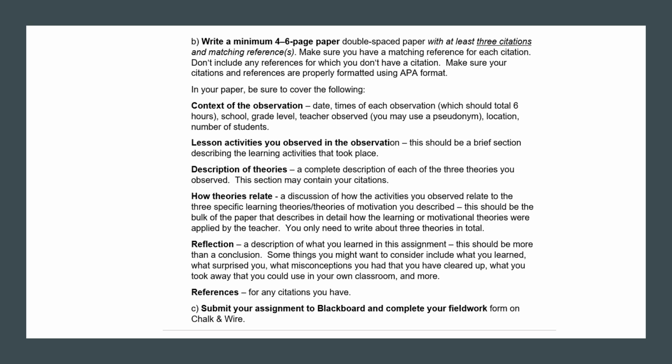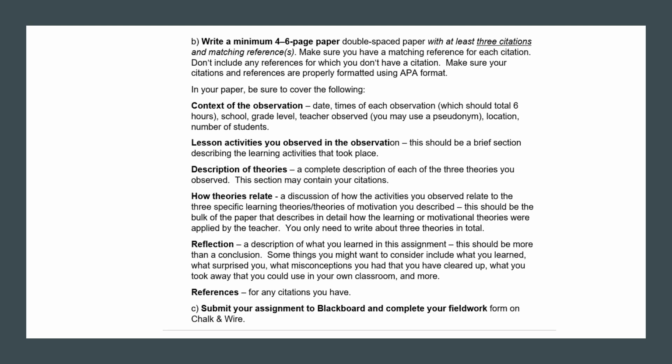So under the context of your observation, you need to write the dates that you observed, the times that you observed, your school, the grade level, the teacher you observed, the location, and the number of students, approximately. In the section about lesson activities, you're going to give a few paragraphs that talk about the lesson or lessons that you observed. This should not be the bulk of the paper, but it should be in enough detail to give the reader a sense of what was going on in the classroom.